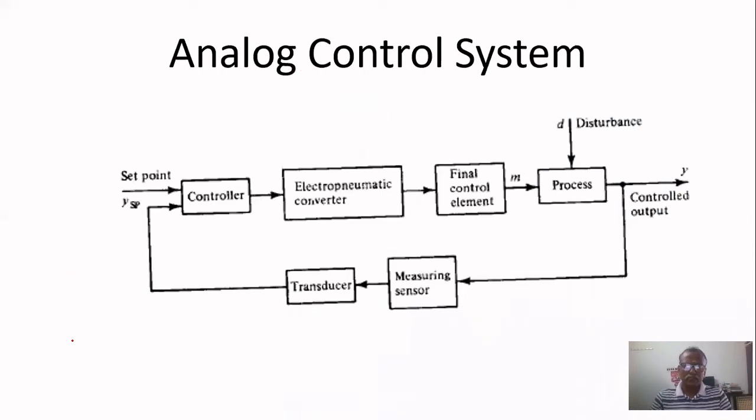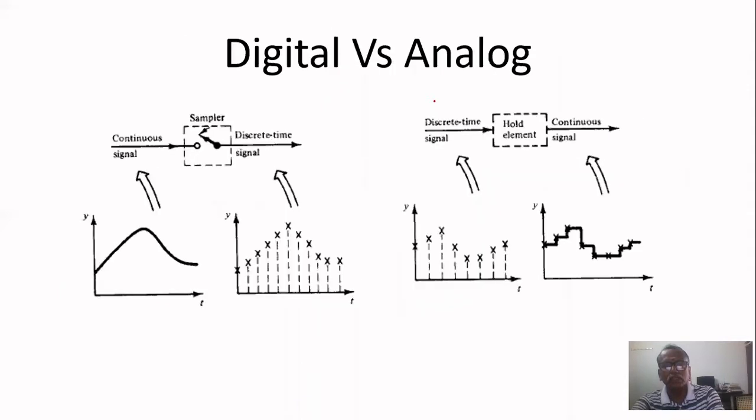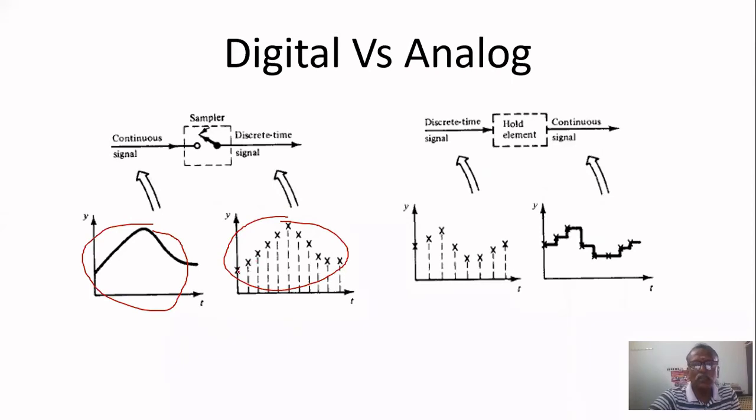Yesterday we have seen what an analog control system is and its components, and how a digital control system differs from this analog control system. We have seen the difference between a digital signal, a discrete time signal, and an analog signal. This is the analog signal. This discretized signal, where a code is used to represent each value, is called a digital signal. We have seen the difference between the two. The purpose of the sampler we have seen, and similarly the purpose of the hold element.